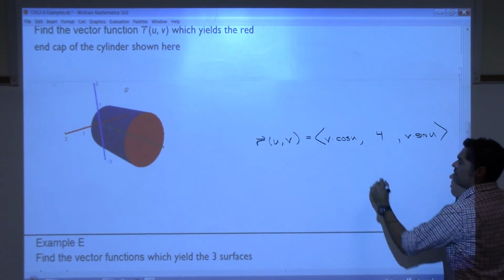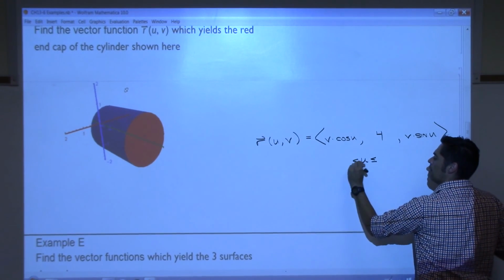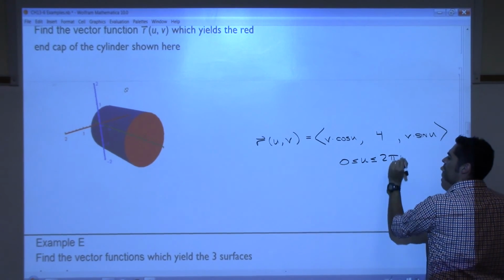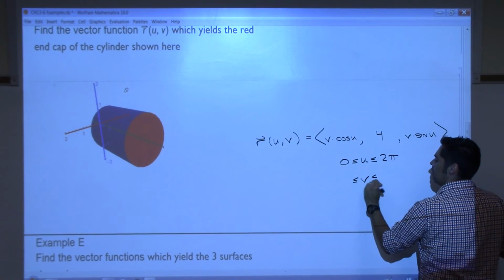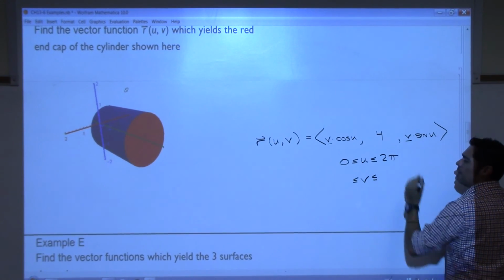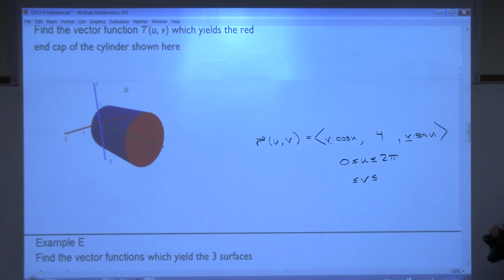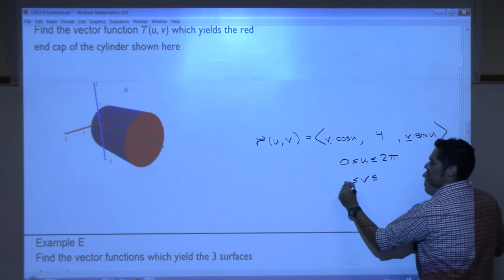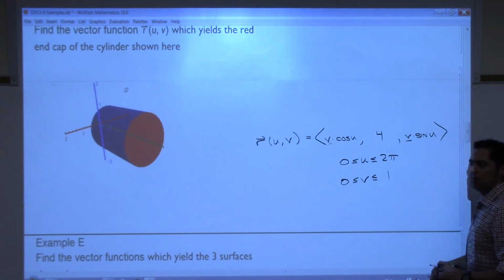What are my restrictions on u? 0 to pi. And v, I want these to represent the radius, right? Or the radii of the circles. I want them to go all the way down to a single point, 0, all the way out to 1.